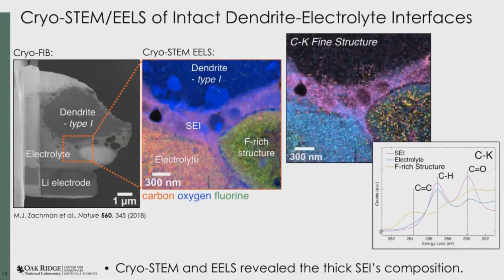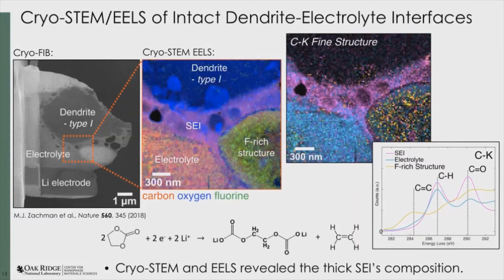So like I mentioned before, you can not only map where the elements are, but you can look at the fine structure, which reveals the bonding environment. So for example, we're looking at carbon here. So this is the carbon-oxygen double bond, carbon-hydrogen, and carbon-carbon double bond. And you can see the magenta curve has a much higher carbon-oxygen double bond content. So we can see not only is it just carbon and oxygen with a higher oxygen content in the SEI, it has carbon-oxygen double bonds.